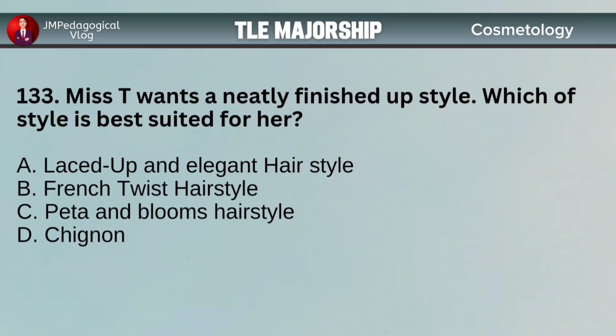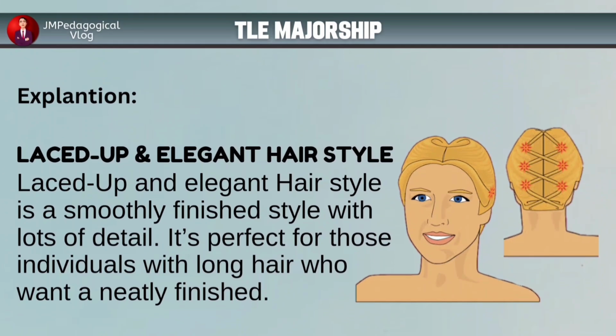133. Miss T wants a neatly finished up style. Which style is best suited for her? A. Laced up and elegant hairstyle. B. French twist hairstyle. C. Pita and blooms hairstyle. D. Chignon. A. Laced up and elegant hairstyle. Explanation. Laced up and elegant hairstyle is a smoothly finished style with lots of detail. It's perfect for those individuals with long hair who want a neatly finished hair.